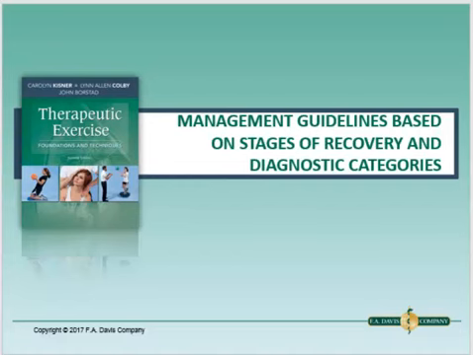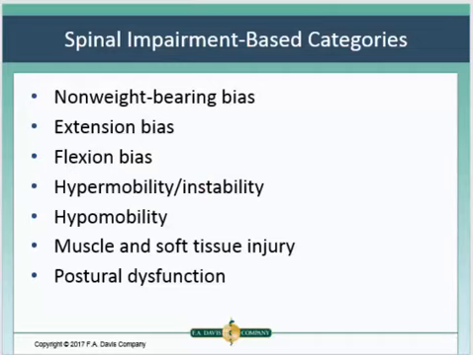Right, in this portion, I'm going to talk about management of different types of back pain. One of the big mistakes I see with therapists who don't know enough about the spine is they tend to treat everyone the same. With spinal impairments, there are different biases, and these are a list of the biases. We're going to go into them more here as I lecture. But non-weight bearing, extension, flexion, hypermobility or instability, hypomobility, muscle and soft tissue injury, and postural dysfunction.